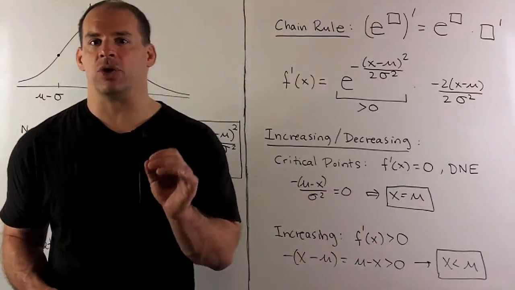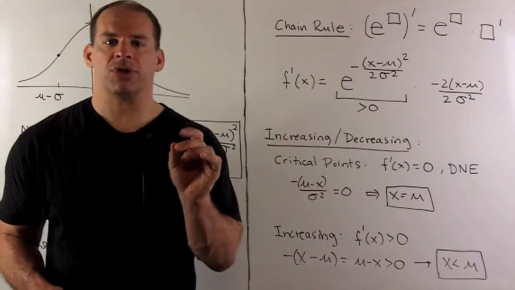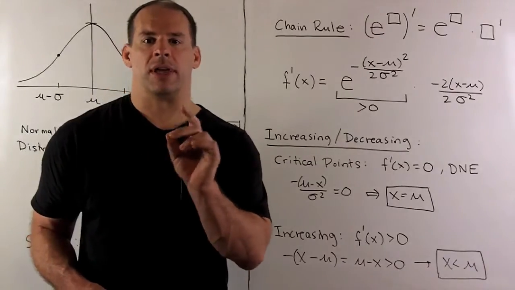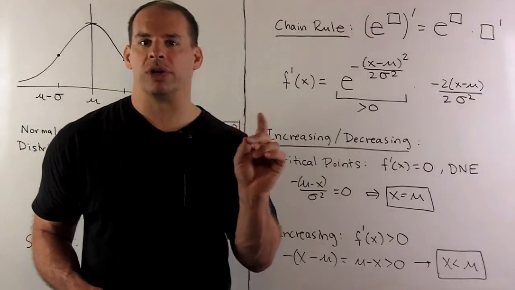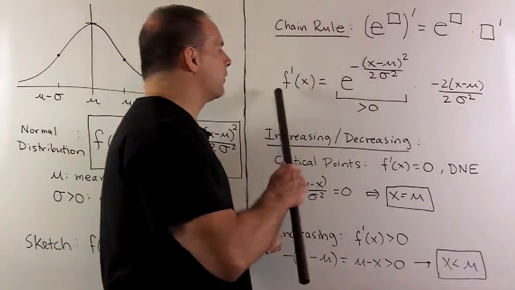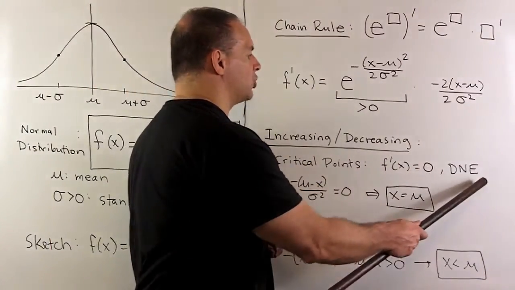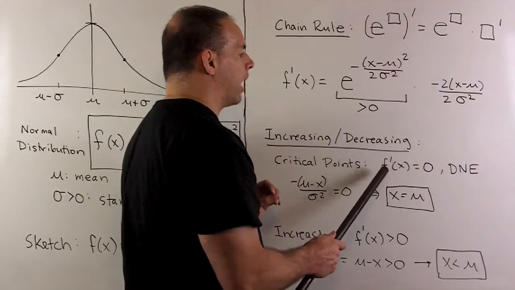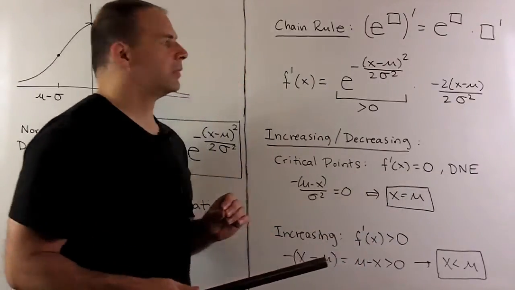Now, if I'm interested in increasing and decreasing, first I want to find the critical points. That's where the derivative is 0 or does not exist. Here, we're always going to have a derivative, so that's not an issue. So I need to look where it's equal to 0.